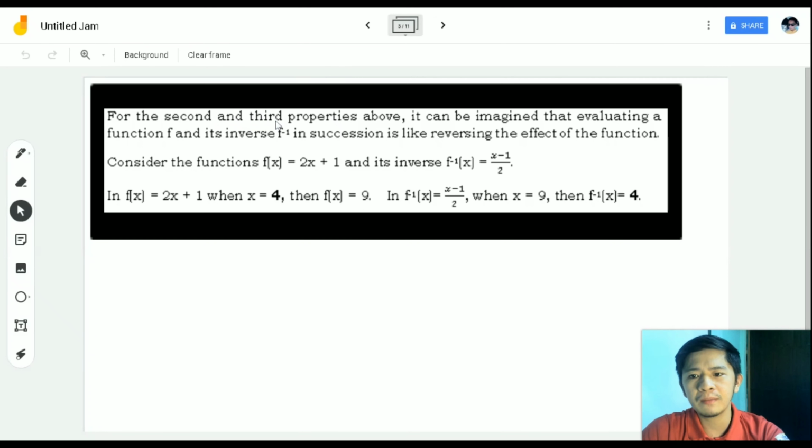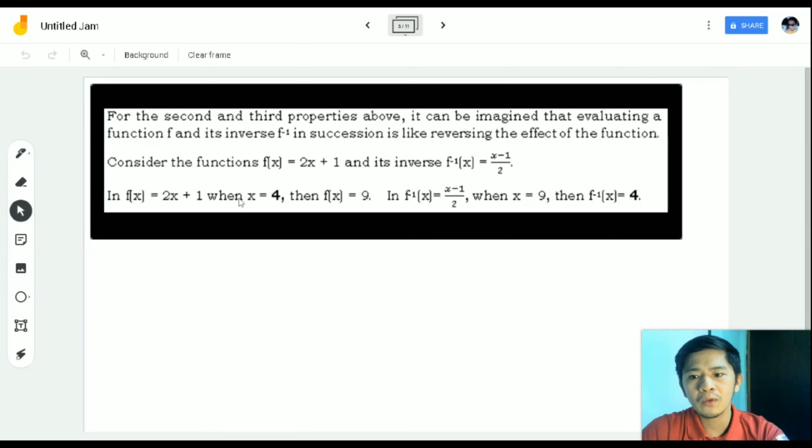For the second and third properties, it can be imagined that evaluating a function f and its inverse f inverse in succession is like reversing the effect of the function. So I will give an example. Consider the functions f of x equals 2x plus 1 and its inverse f inverse of x equals x minus 1 all over 2.